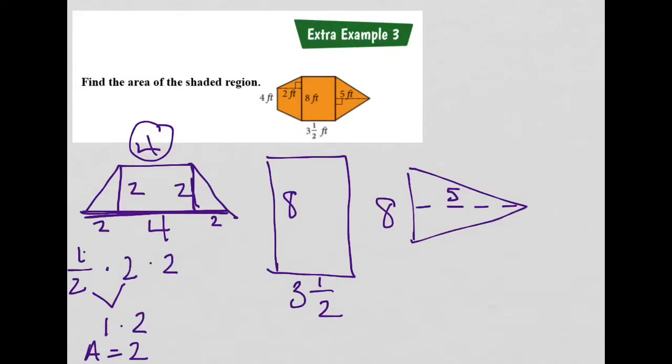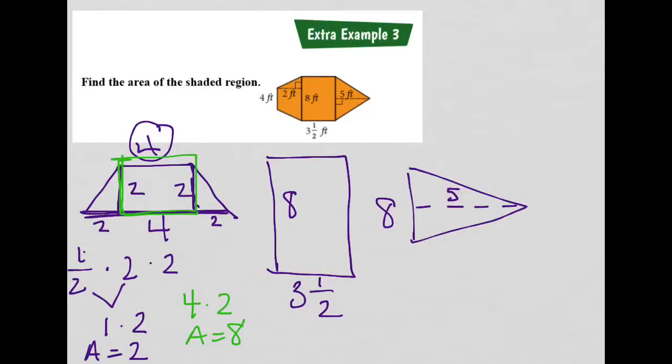Now, I'm going to address the rectangle. The rectangle, which is here, has a base of 4 and a height of 2. So I'm going to do base times height, so 4 times 2, and that's going to give me an area of 8. So I'm going to go to the next page. I'm going to write 8.